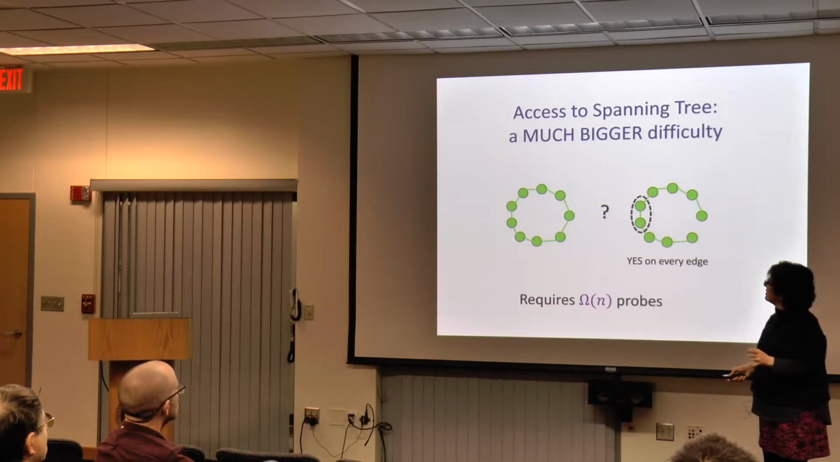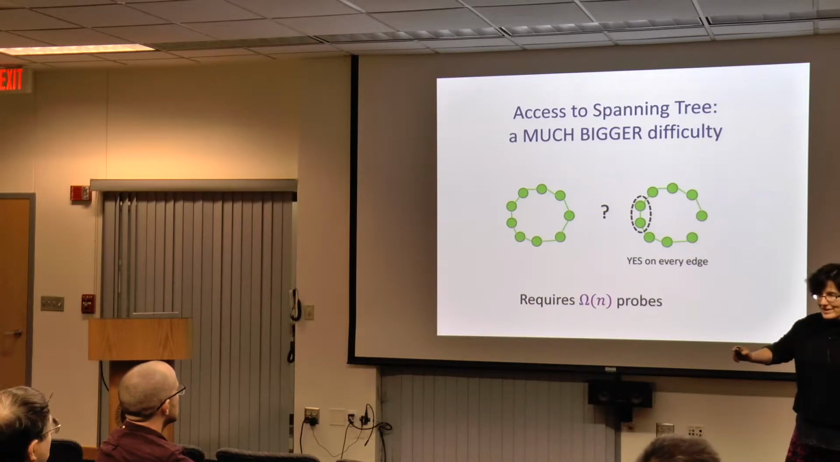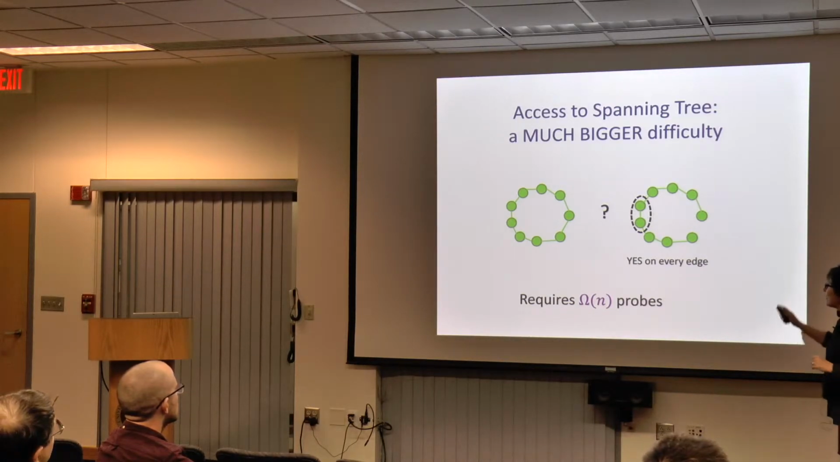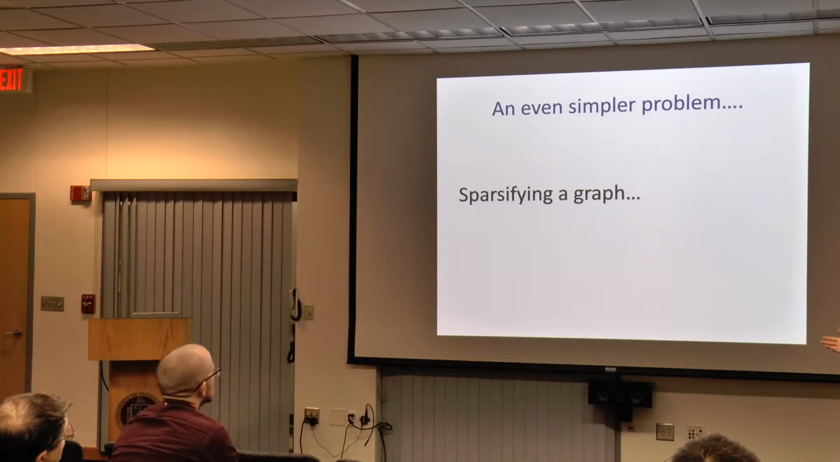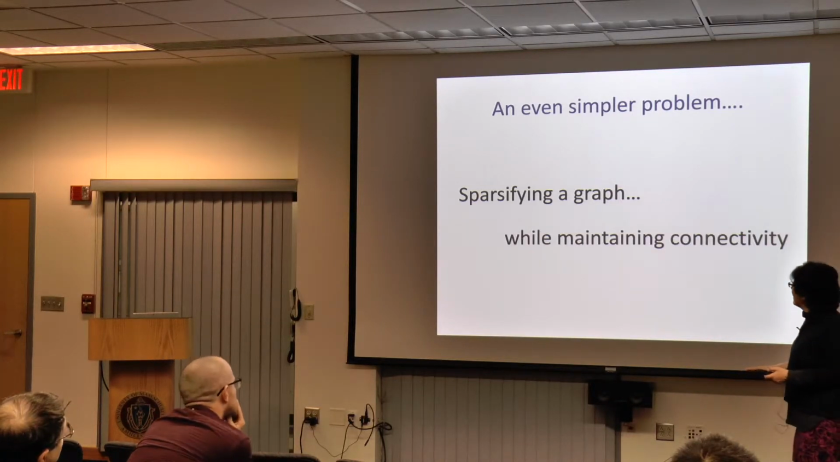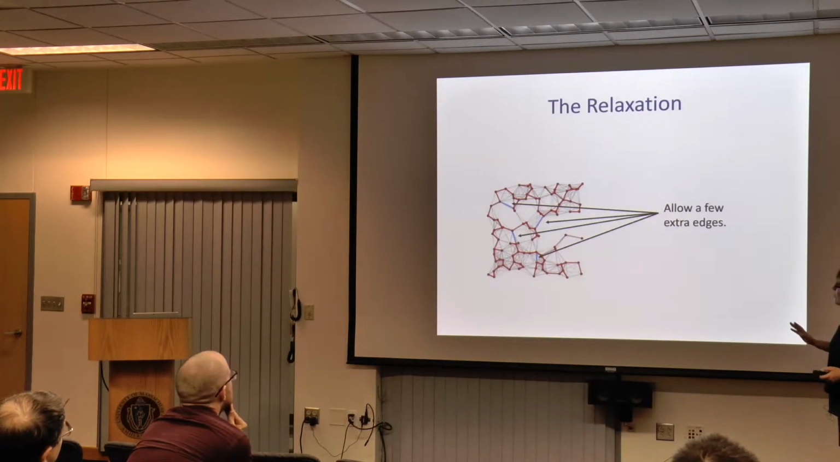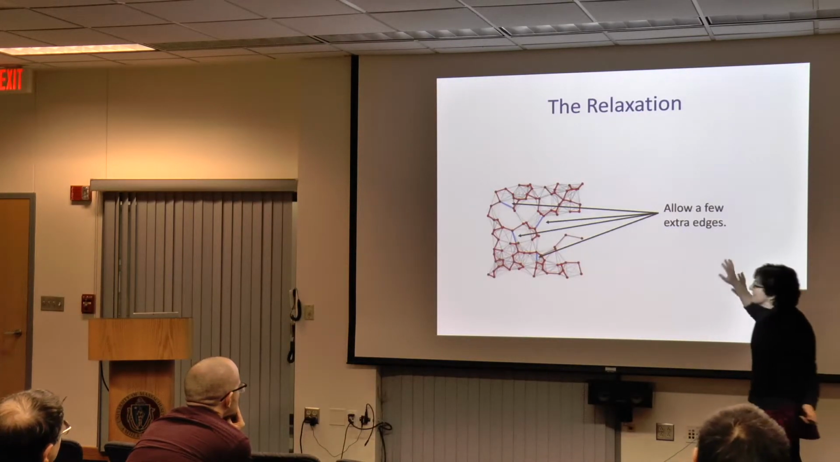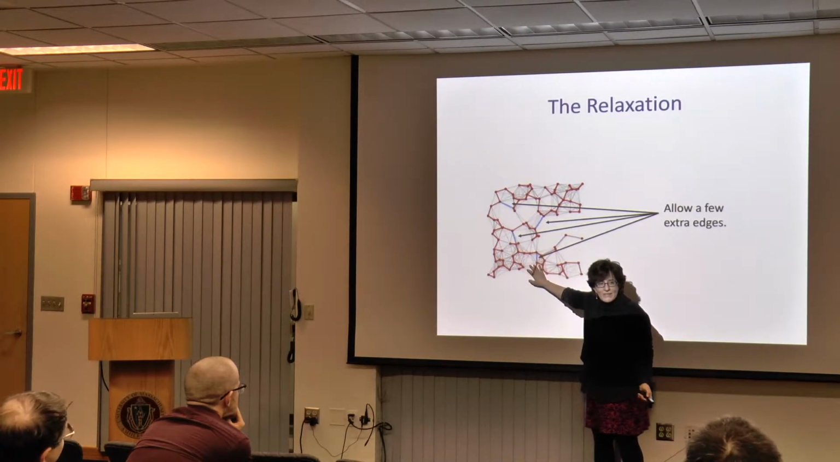So let's make it easier. Forget the weights. No weights. This requires omega n probes, so let's just try to sparsify a graph. I'll give you some extra edges. You're allowed to add a few extra edges. I just want it sparsified, but keep the connectivity. So that's what's happening here. It's not just a spanning tree. It's a small spanning graph.